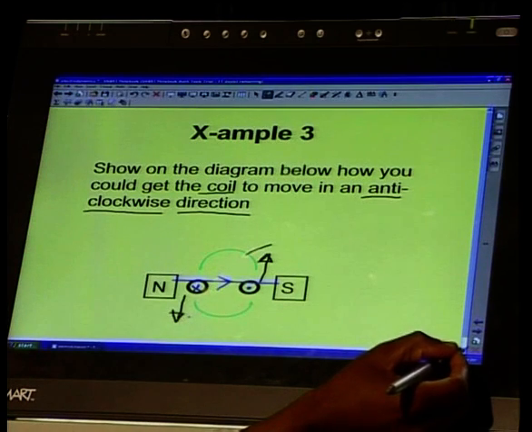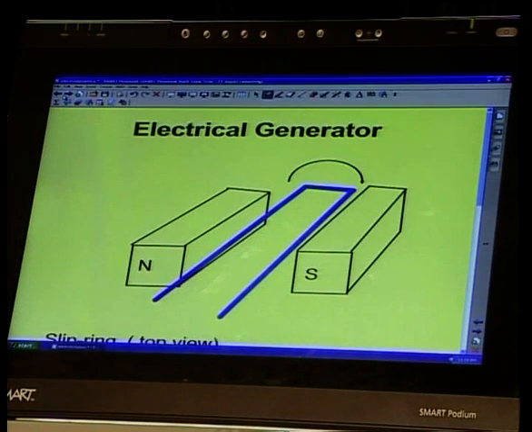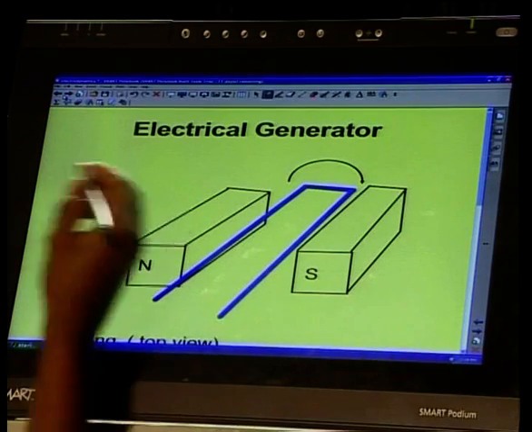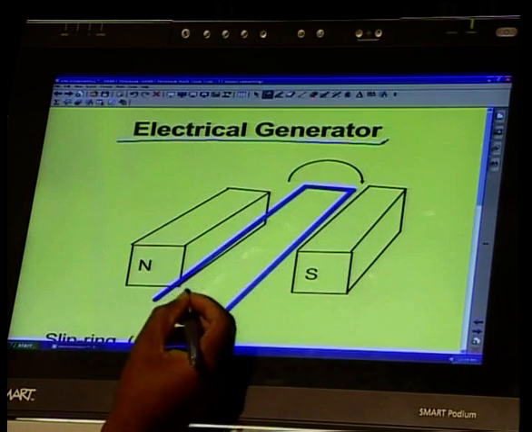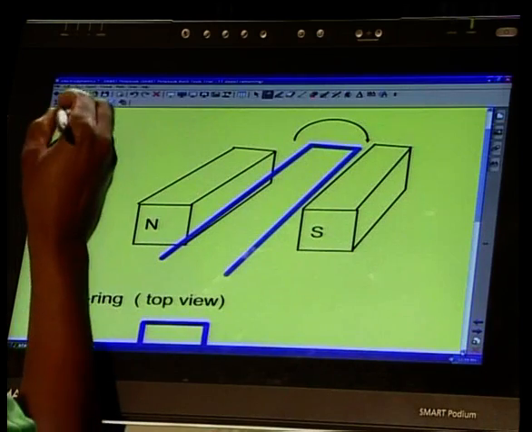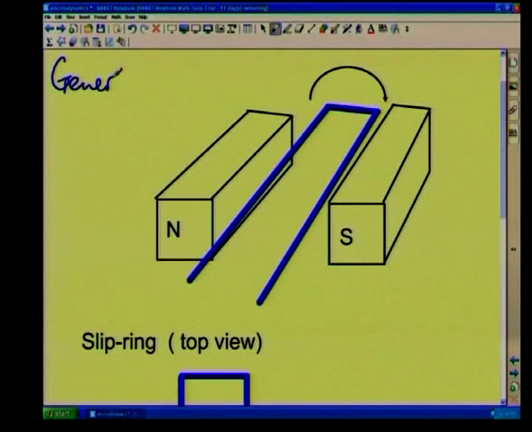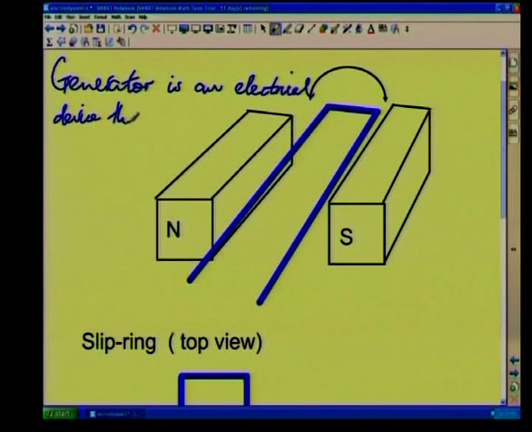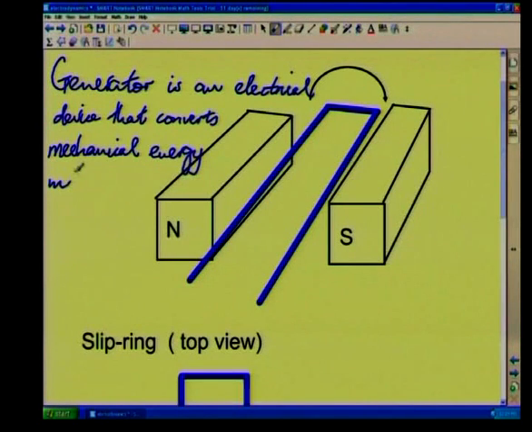Right, let's then move on to generators. Now, what is a generator? A generator is an electrical device that converts mechanical energy into electrical energy.